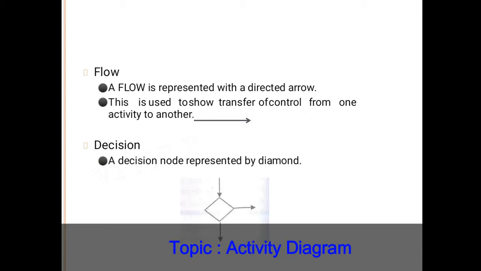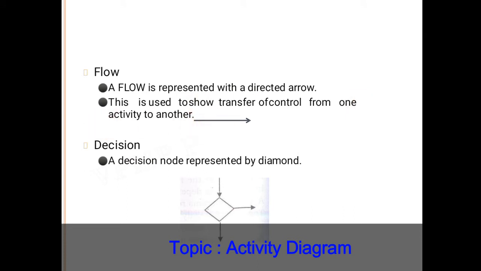Okay, next, flow. A flow is represented with a directed arrow. This is our basic arrow direction, known as a simple directed arrow, and it is used to show transfer of control from one activity to another activity.